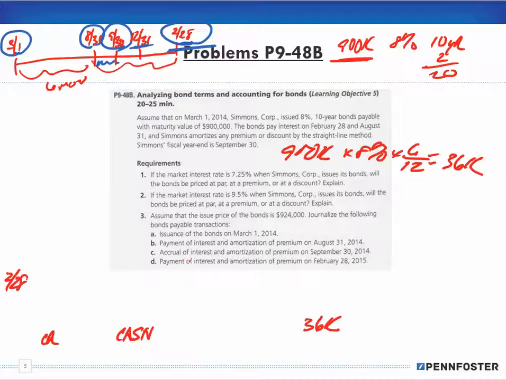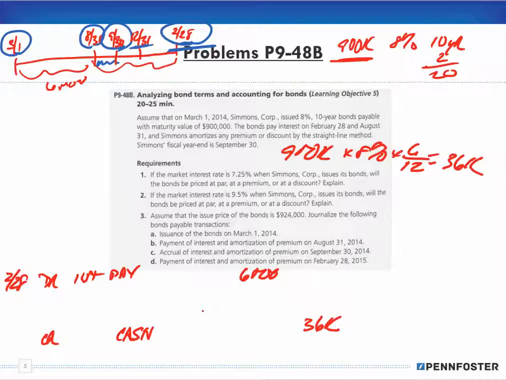Now we have to wash out the interest payable from the previous journal entry. So we're going to debit our interest payable for the full 6,000. That takes it off the books because remember, we were accruing that amount, that 6,000. So we have to take that off the books.